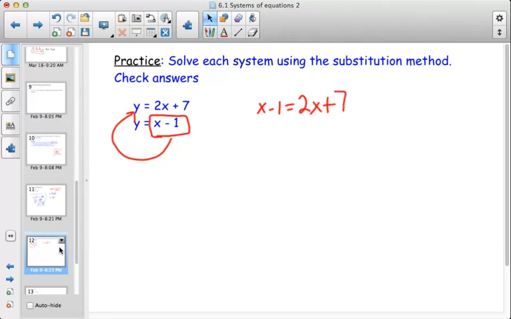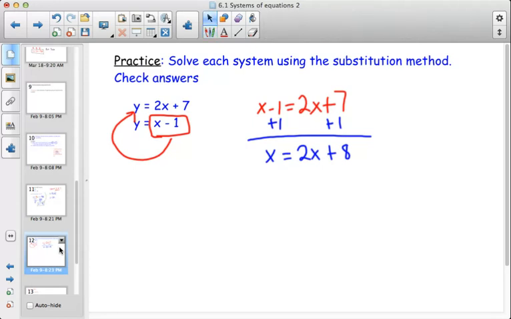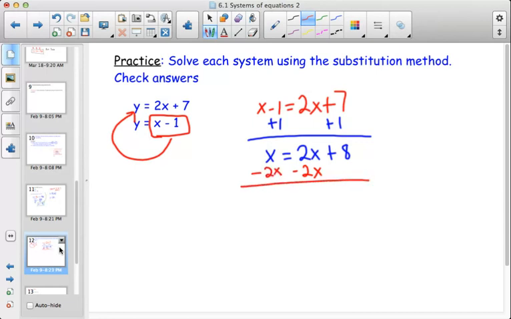This is an equation that just contains 1 variable. We can solve it by first adding 1 on each side and getting x equals 2x plus 8. Then to get my x terms on the other side, I would probably want to subtract 2x on each side. Kind of going about this in a weird way, but that's okay. And I'll get negative 1x is equal to 8, which means a positive x is equal to negative 8.